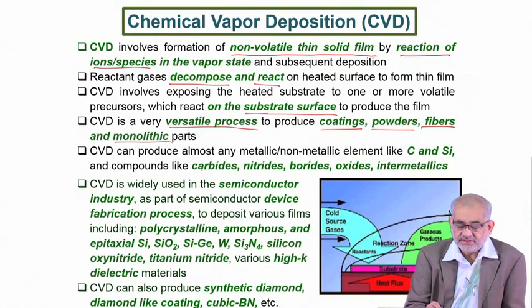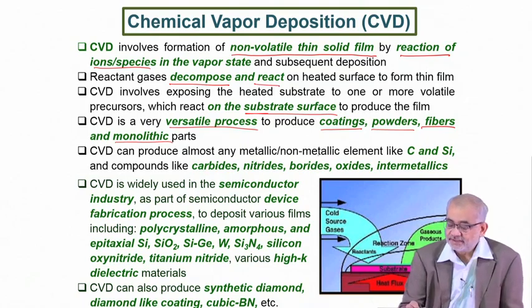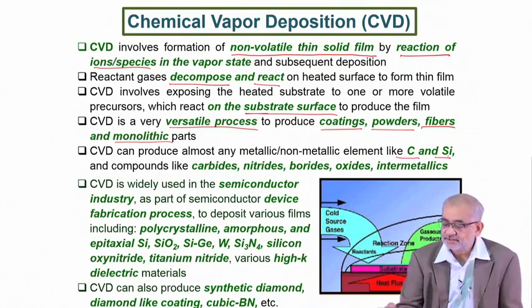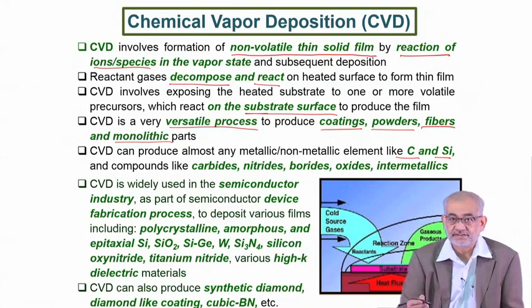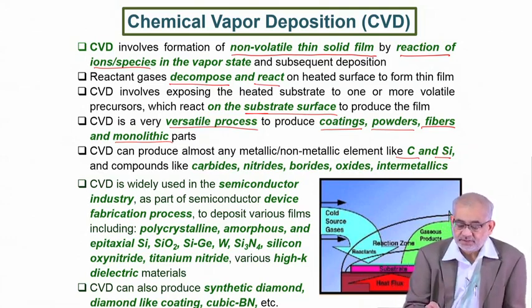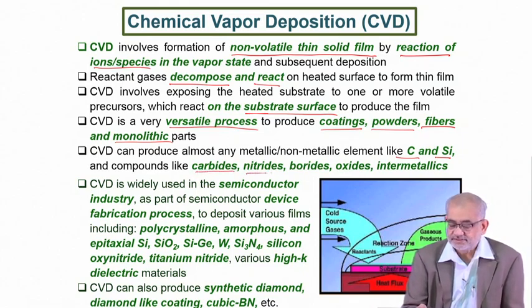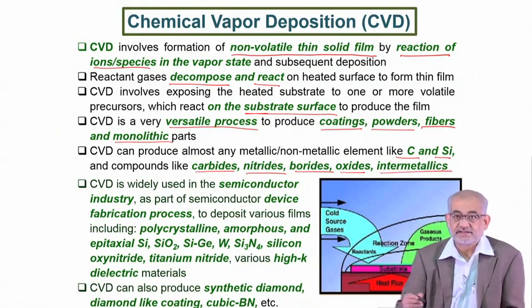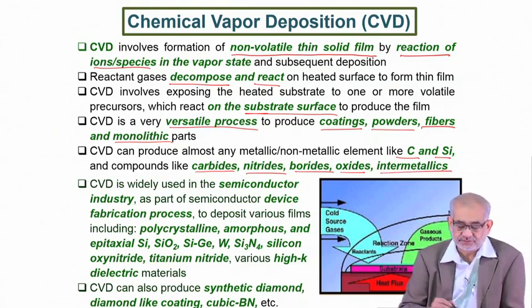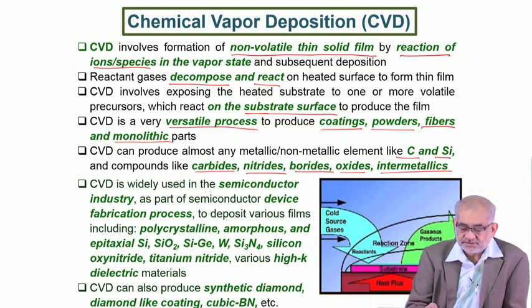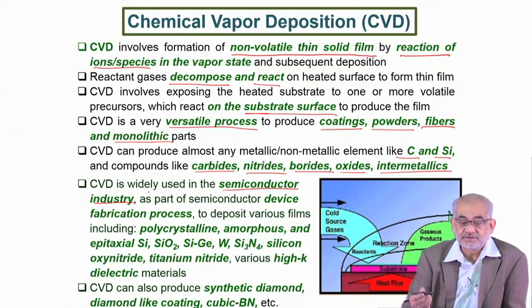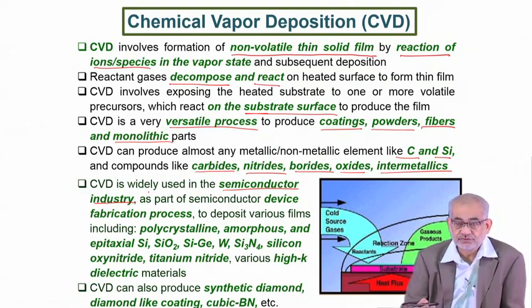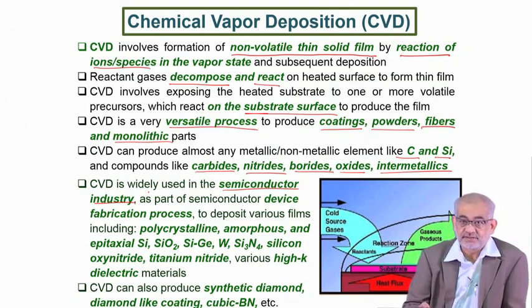So compositionally, apart from elemental coating like carbon, silicon, or titanium in some other cases, maybe chromium, these are possible to be deposited, but also compounds like various carbides, nitrides, borides, oxides, even intermetallic phases like aluminides and silicides and so on. So this is widely used in semiconductor industry. I already mentioned the possibilities of making tools on metallic or ceramic inserts.